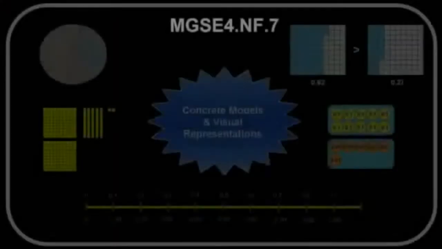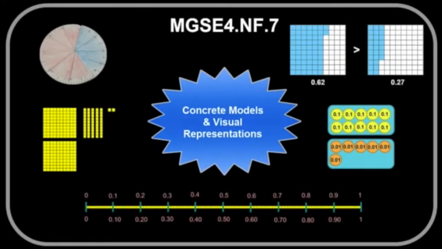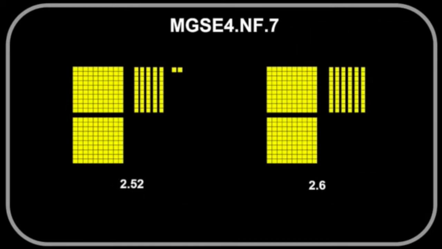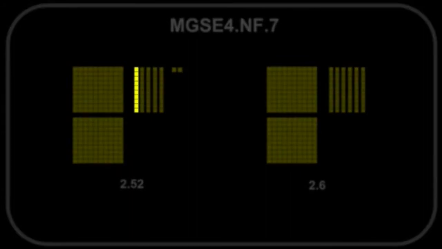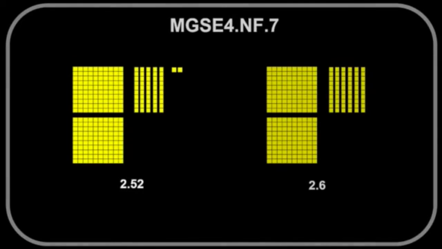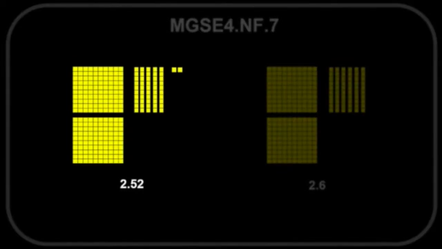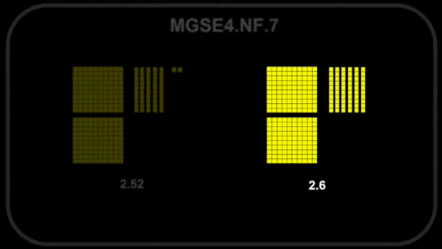Now let's look at some other concrete and visual models that students may use to compare decimal numbers. Let's start by using base 10 blocks to compare 2 and 52 hundredths and 2 and 6 tenths. In this example, each flat represents one whole, each rod represents 1 tenth, and each cube represents 1 hundredth. 2 and 52 hundredths can be represented as 2 wholes, 5 tenths rods, and 2 hundredths cubes. 2 and 6 tenths can be represented as 2 wholes and 6 tenths rods.